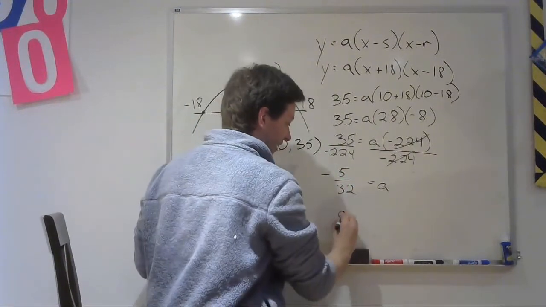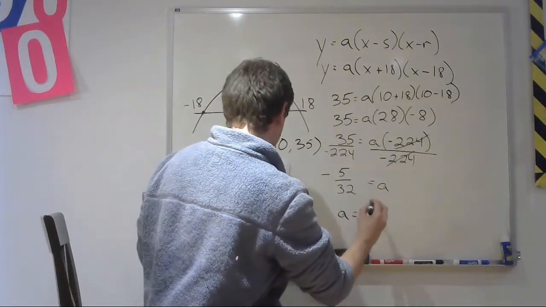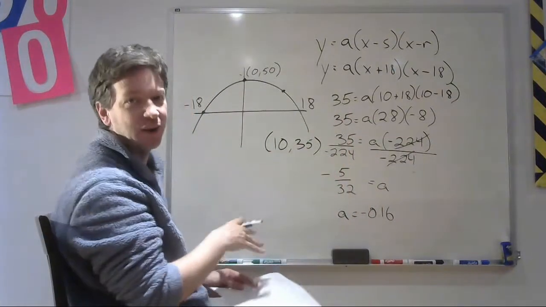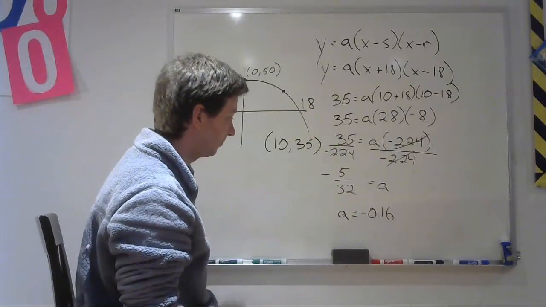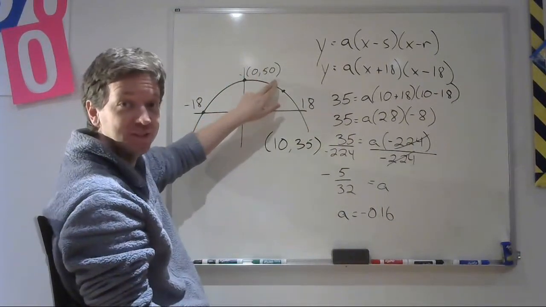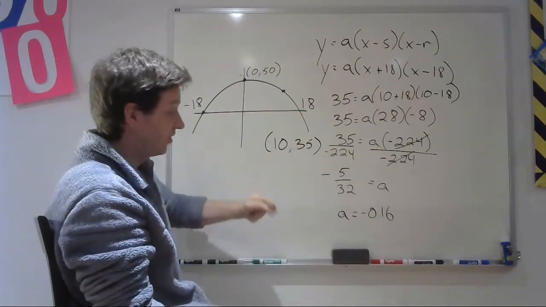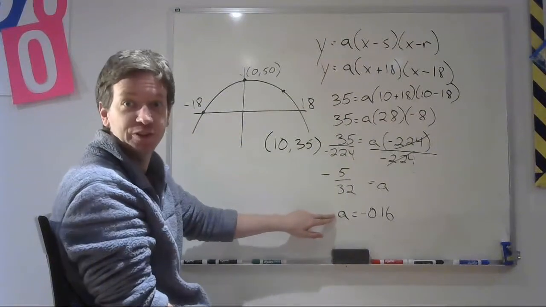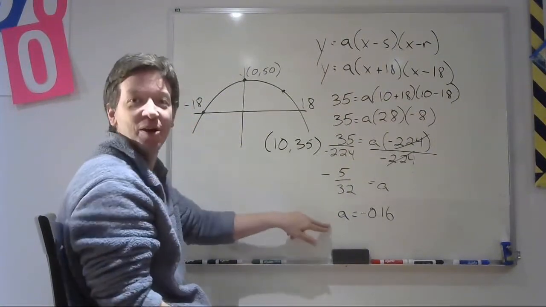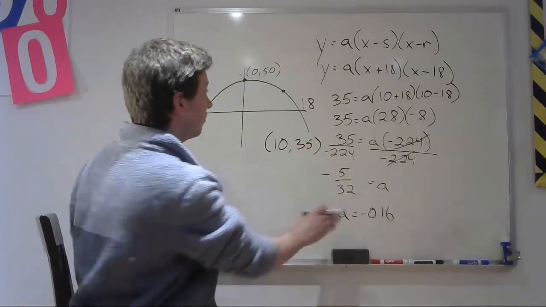But if you prefer it as a decimal, we can round off somewhere and say minus 0.16. I've rounded it off at the second decimal place there. Okay, now if you did that, and you did it for the vertex point 0 and 50, instead of using this point 10 and 35, try it. You'll get the same answer for a. If you don't, one of us made a mistake. It could be me. I don't think so, but it could be. I make mistakes too.